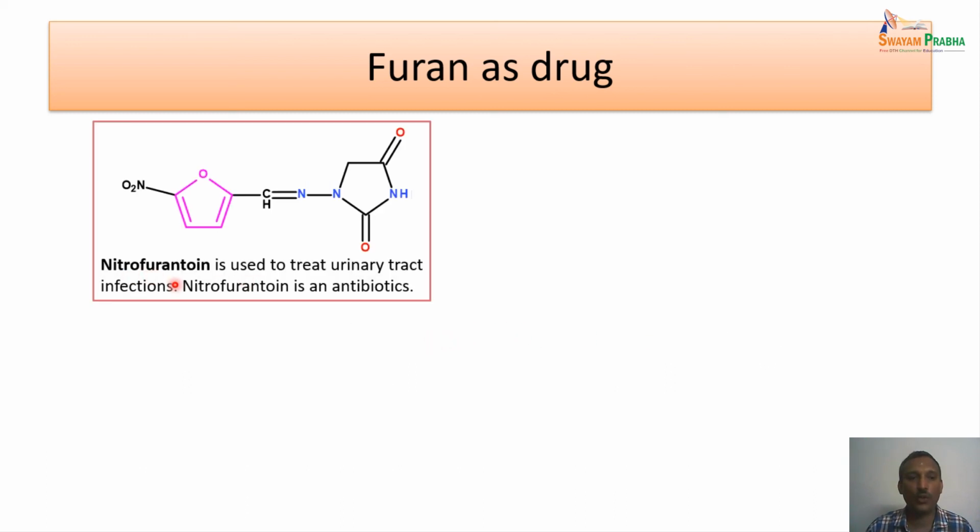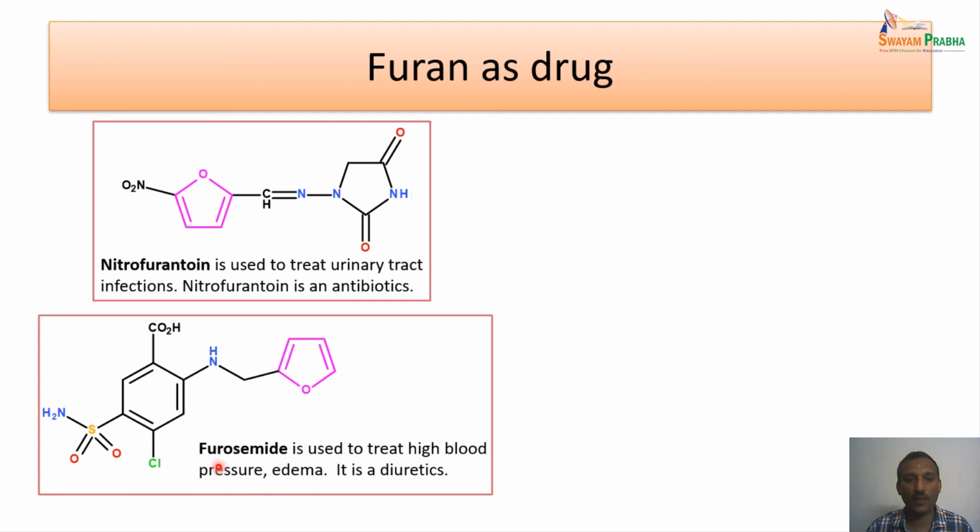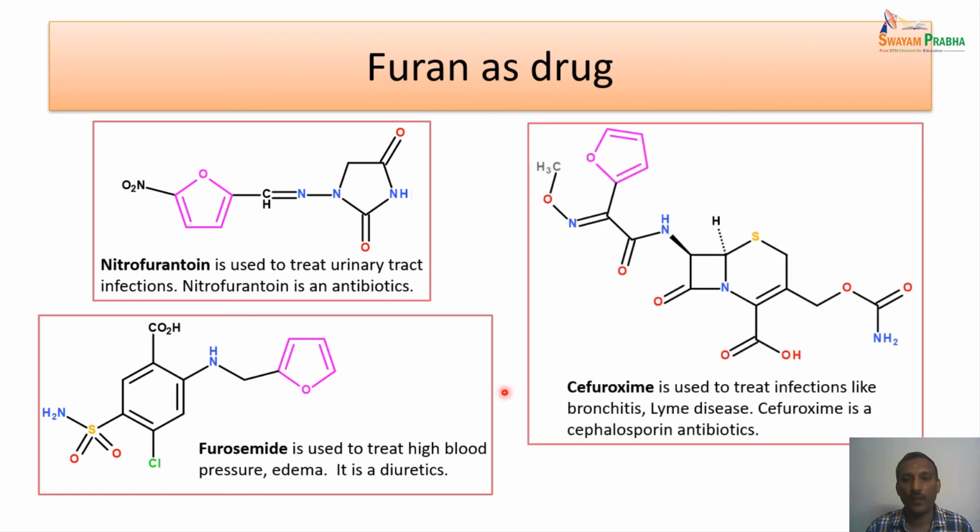And we also have nitrofurantoin. This is used to treat urinary tract infections, and it is also an antibiotic. This also has a furan ring. And there is another drug, furosemide. It is used to treat high blood pressure and edema. It is a diuretic. This also has the furan ring as its component. And cefuroxime is used to treat infections like bronchitis and Lyme disease. This is a cephalosporin antibiotic. This also has the furan ring as one of its components. So these are some of the examples of furan as drug derivatives or drug compounds.